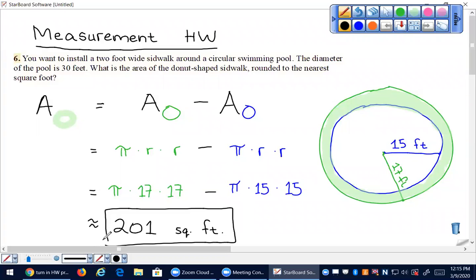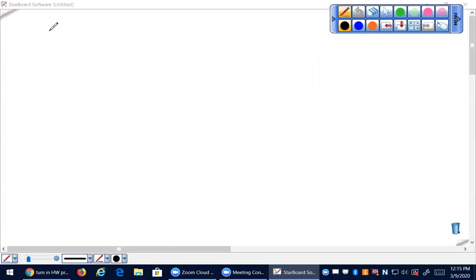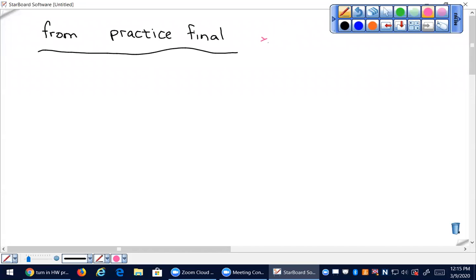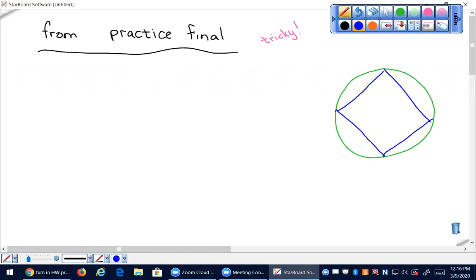Ah, this is a tricky one. Let's do this one. New slide. Okay, so we have a circle, and then we have a square. And now our shaded area is just this part. And again, forgive my artwork. You are not here to appreciate my artwork. Okay.